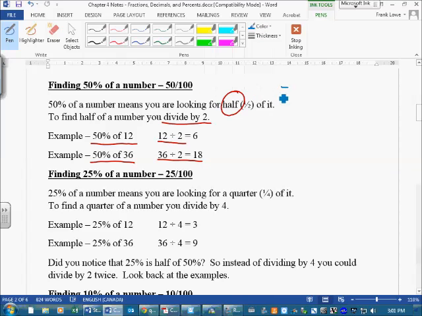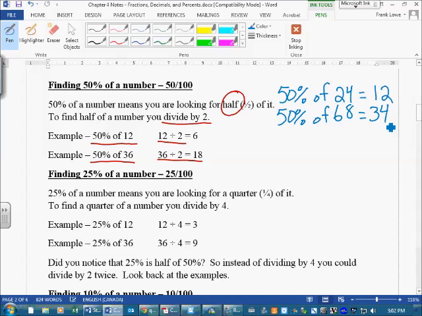Okay, so let's try and find 50% of 24. I'm going to do these, you can pause the video at any point. I'll do a little pause before I give the answer. So 50% of 24 is going to be 12. Okay. 50% of, we'll do another even number, 68. 50% of 68 is 34. You bet.